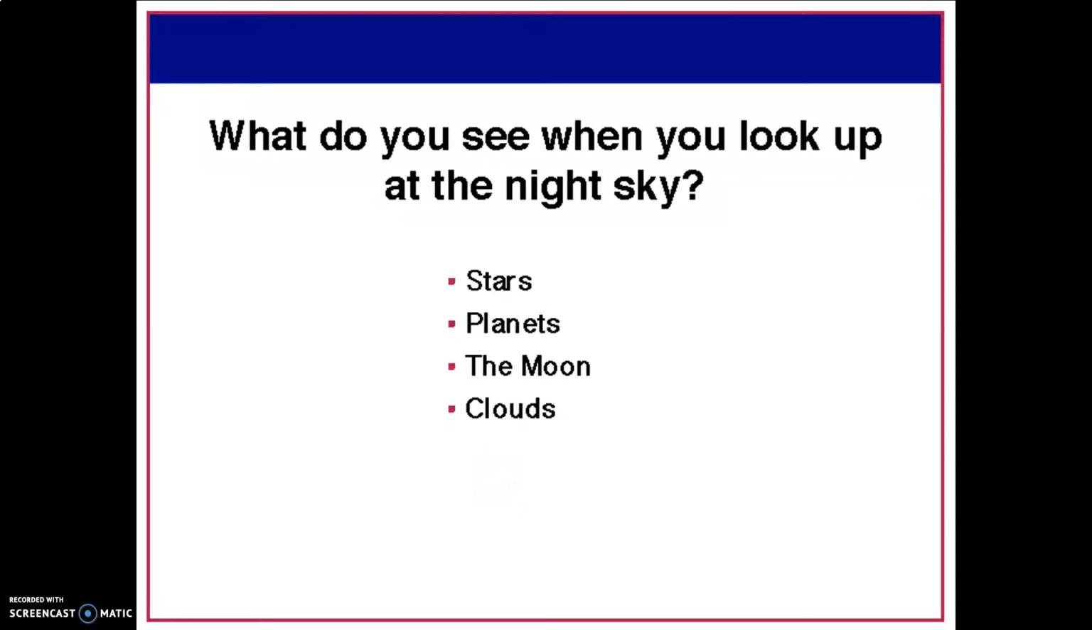Guys, think about what you see when you go outside and look up at the night sky. Hopefully you think about stars, planets, the moon, clouds, airplanes, and satellites. There's all sorts of things in the night sky, but those are all things we can see. We're going to try to learn how we can actually tell someone where these objects are located in the sky. And there are different ways to do that.